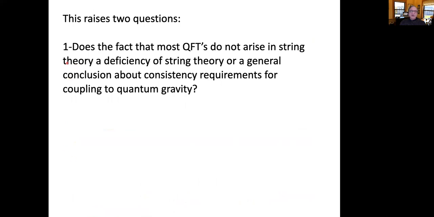This raises two questions. The first question is, does the fact that most quantum field theories do not arise in string theory reflect a deficiency of string theory, or a general conclusion about consistency requirements for coupling to quantum gravity? It might be that we just have limitations due to looking for these solutions within string theory. Maybe there's something bigger that can have all possible quantum field theories, not just the limited set we are getting in string theory.